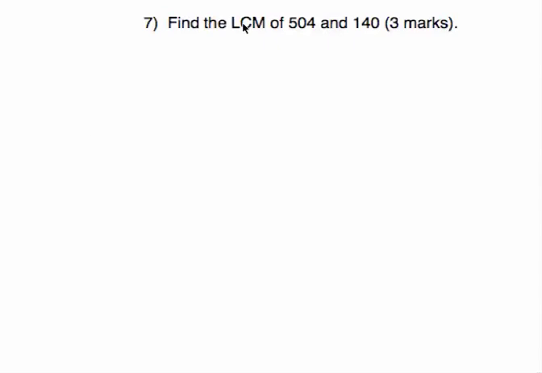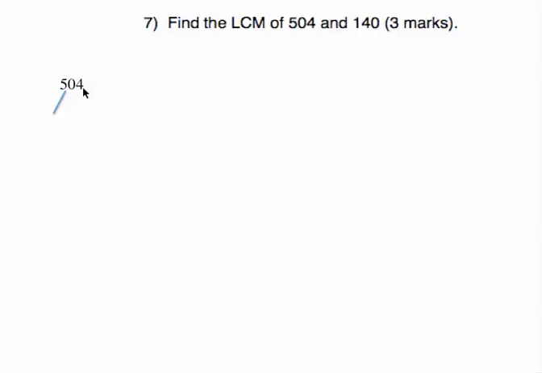Question number 7. Find the lowest common multiple of 504 and 140 for 3 marks. All right, so here's 504. What I'm going to do is, I want to know what goes into it, so I'm using my divisibility rules. 5 plus 0 plus 4 is 9. So I know 9 goes into it.